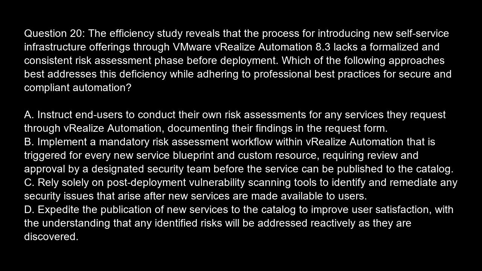Option B. Implement a mandatory risk assessment workflow within vRealize Automation that is triggered for every new service blueprint and custom resource, requiring review and approval by a designated security team before the service can be published to the catalog. Option C. Rely solely on post-deployment vulnerability scanning tools to identify and remediate any security issues that arise after new services are made available to users. Option D. Expedite the publication of new services to the catalog to improve user satisfaction, with the understanding that any identified risks will be addressed reactively as they are discovered.